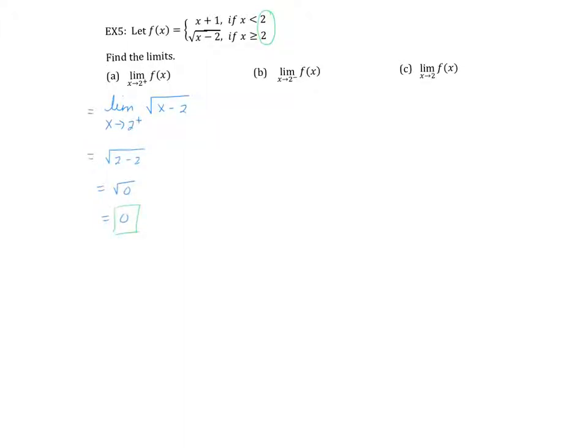Now let's come in from the left. If I'm coming in from the left, I'm looking at values that are smaller than 2, so I would be using x plus 1. Now I can actually plug in. Notice when I just had the general f of x form, I couldn't really plug in 2. It's like, what are you plugging it into? So now this would be 2 plus 1, which is 3.